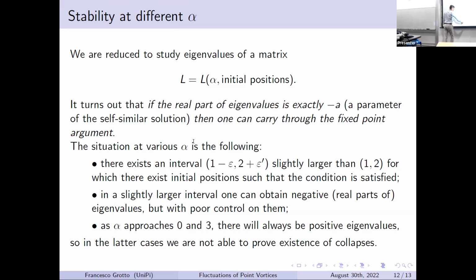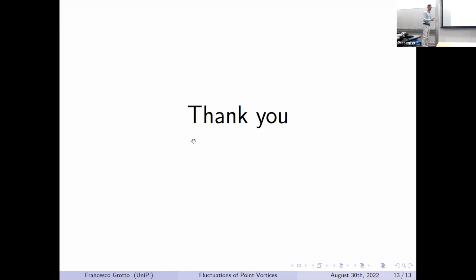going close to 0. But when alpha approaches 3, what happens is that the interaction between vortices does not depend anymore on their distance. And so in principle, the system should be more stable, at least intuitively, but it turns out that no, looking at this kind of linearization, this is not the case. And so why this is the case remains to be understood, and this is a good moment to stop.